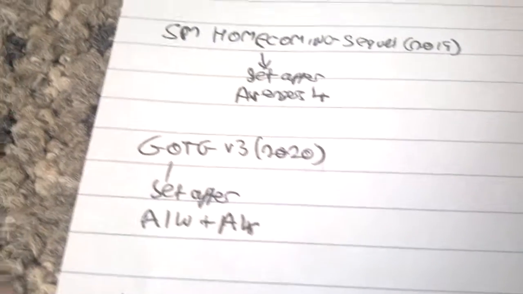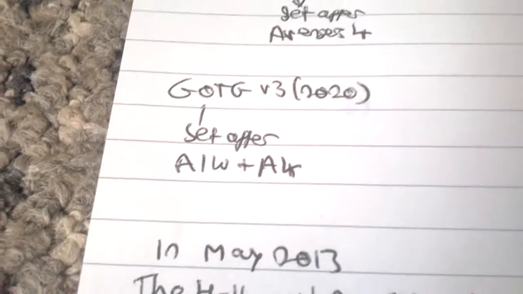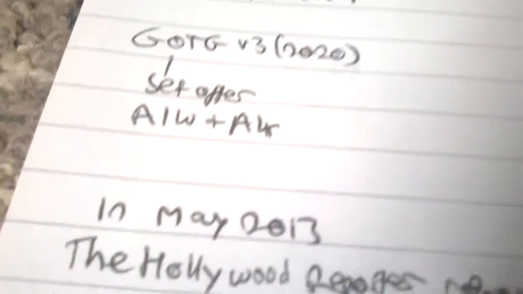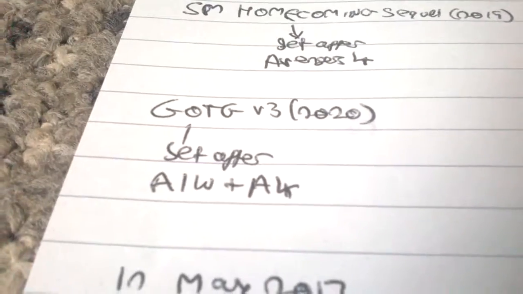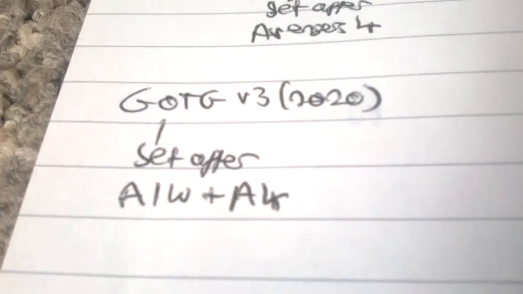Then Guardians of the Galaxy Volume 3 in 2020. It's set after Infinity War and Avengers 4. And that most likely has the actor who plays Peter Quill, Star-Lord, in it. And he also disintegrated in Infinity War.